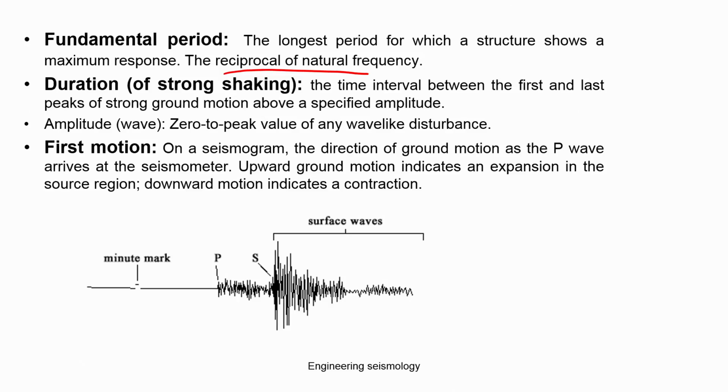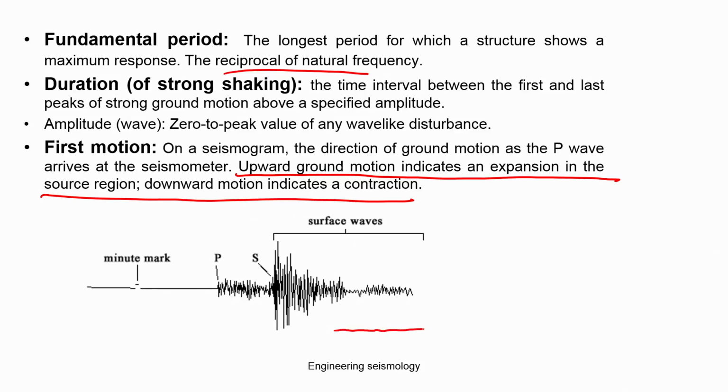The first motion on a seismogram is the direct ground motion as the P wave arrives at the seismometer. Upward ground motion indicates expansion of the source region and downward movement indicates contraction. So, these details are required to know whether the wave recorded in the seismogram is a compression wave or a tension wave. If you look at a typical earthquake record at a particular place, you can see it like this. When there is no earthquake, you have a straight line. Then when the earthquake occurs, you first experience a P wave.